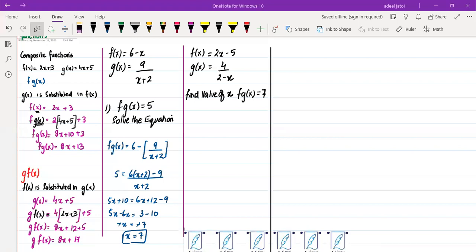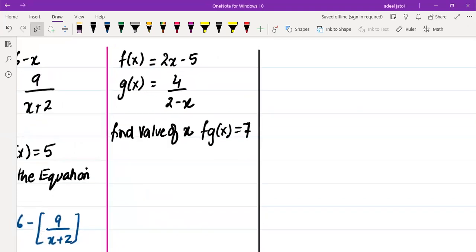There's another example which says f(x) is equal to 2x minus 5, g(x) is equal to 4 upon 2 minus x. Find the value of x when f(g(x)) is equal to 7. So what do we do? In the function of f(x), we need to substitute what? 4 upon 2 minus x. Right? Then we write down minus 5, because g(x) is substituted in the function of f(x).